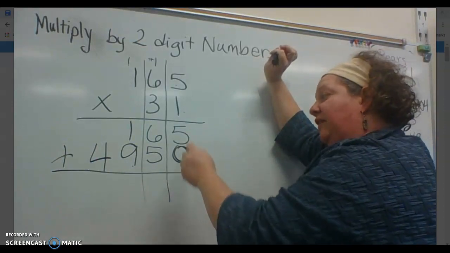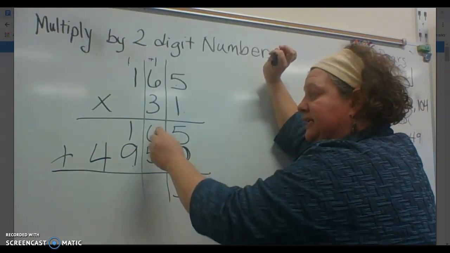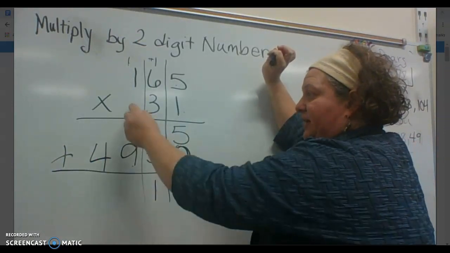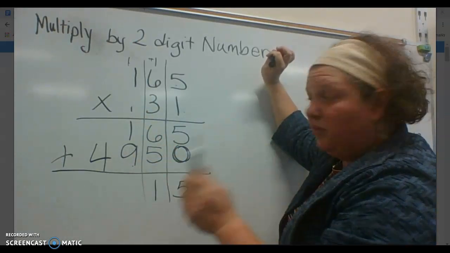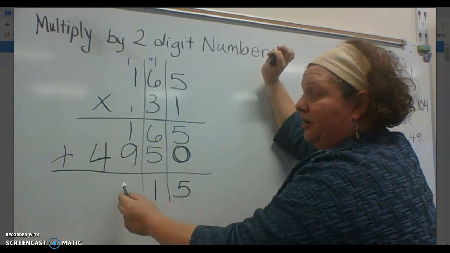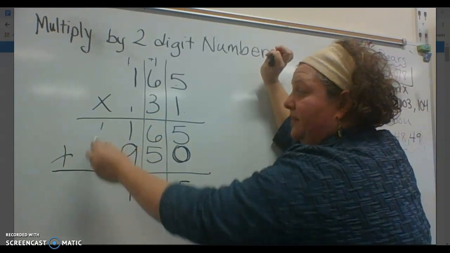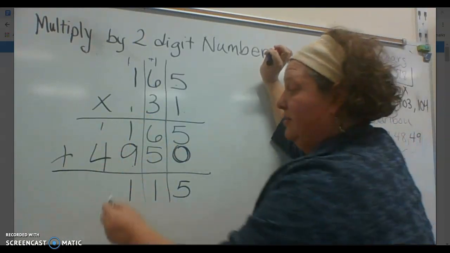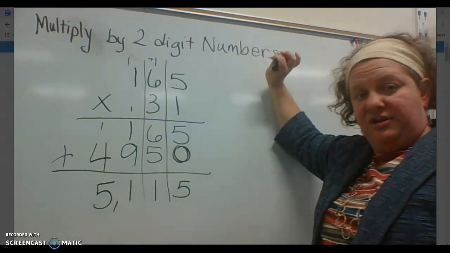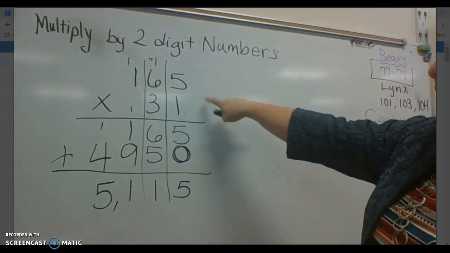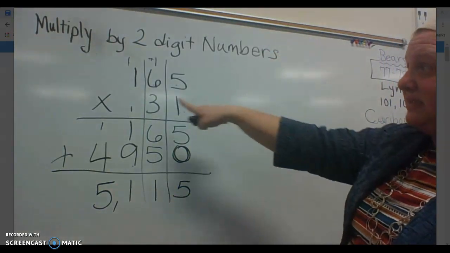And we have 5 plus 0 is 5. 6 plus 5 is 11. Carry our 1. 9 and 1 is 10. Plus 1 more. That one that we carried up here is 11. And 1 and 4 is 5. So our answer is 5,115.